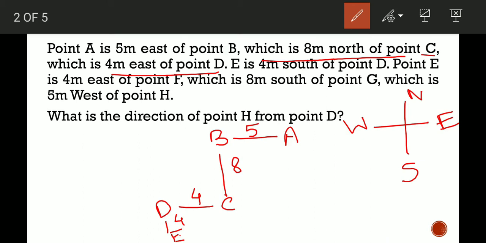and point E is 4 meter east of point F. So this is point F. This is also 4 meter, which is 8 meters south of G. That is, F is 8 meters south of G. So if we draw this, since 4 from this and 4 from this one, this would be the position for G. And next it is given that G is 5 meter west of point H. Therefore 5 meter east of G we will get H. Since this much is 4, this much is 1 meter.